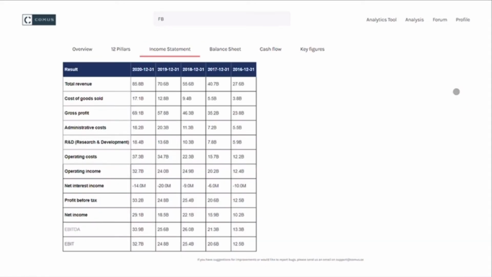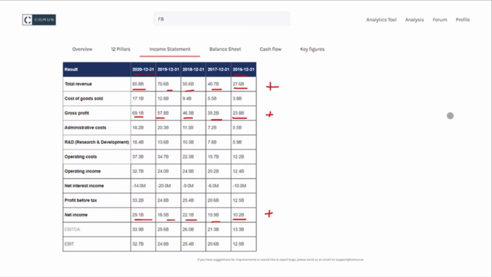Next thing we're going to take a look at is the income statement, and what we can tell by the look of it is that the total revenue has been growing from $27.6 billion in 2016 up to $85.8 billion in 2020, and it has been steadily growing ever since. So that is positive. Gross profit went from $23.8 billion up to $69.1 billion, and also has been steadily growing. So that is a major plus. And their net income went from $10.2 billion up to $29.1 billion, and also has been growing steadily. So that is a positive thing. That's a major go for me.